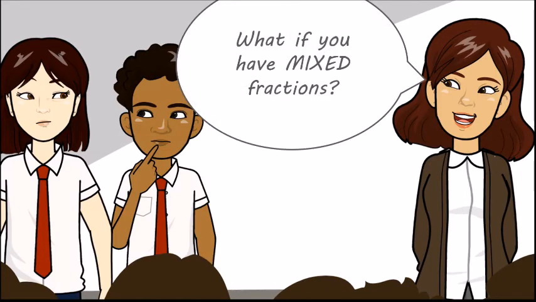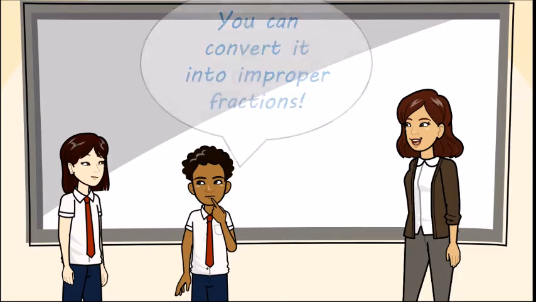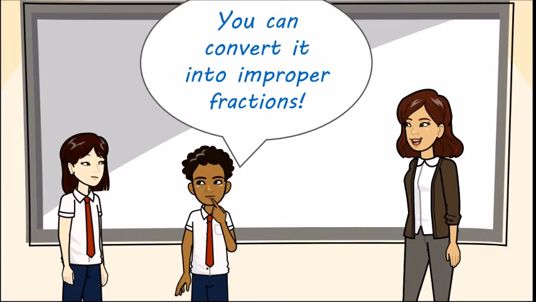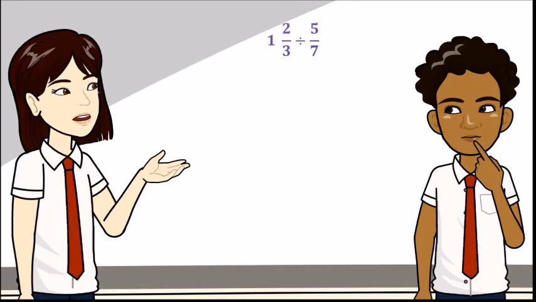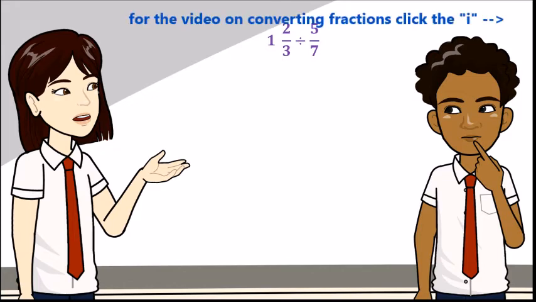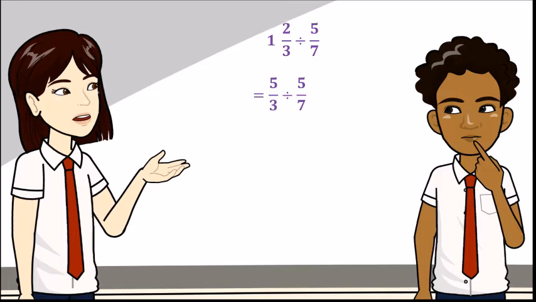What if you have mixed fractions? You can convert it into improper fractions. So 1 2/3 divided by 5/7. We have to convert the mixed number into improper fractions. So we have 5/3 divided by 5/7. We then change to multiply and flip the 5/7. Now we multiply across to get 7/3, which is 2 1/3.